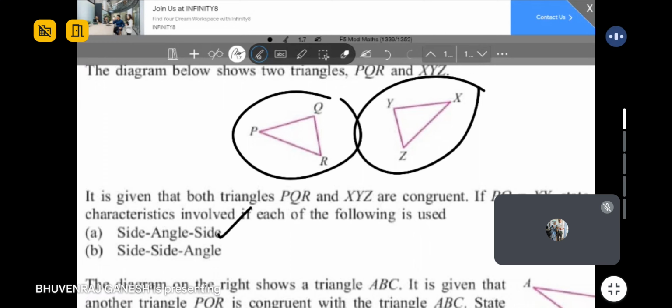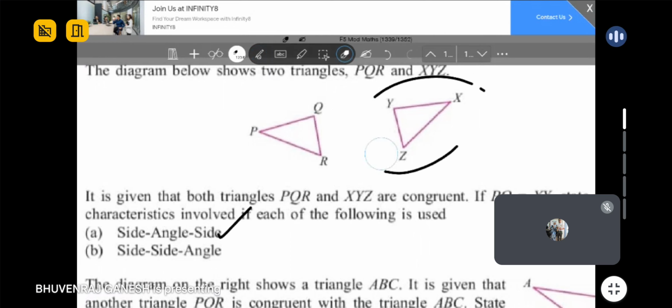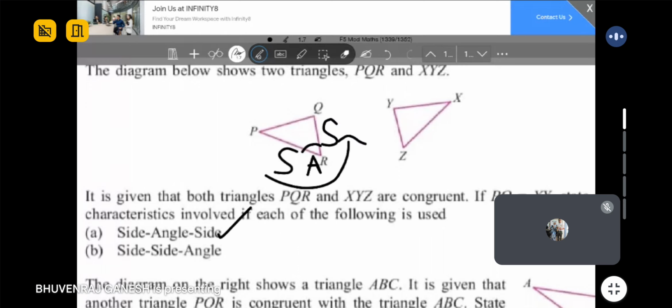Okay, first of all, SAS. Does anyone know? SAS, how it will be? S, A, S. Am I right? So you read like this. This is the SAS triangle, segitiga SAS. Same for this one. Okay, you got S, A, S. So kamu baca macam ni, SAS.